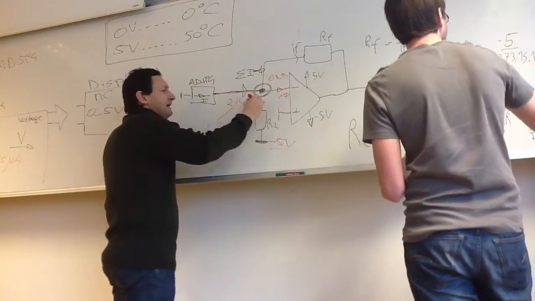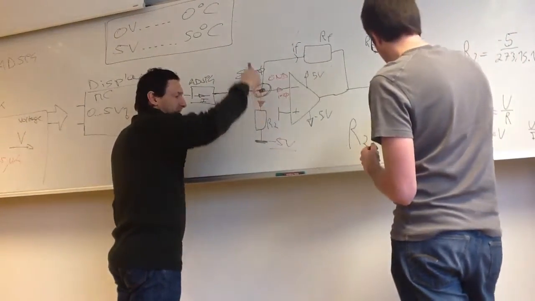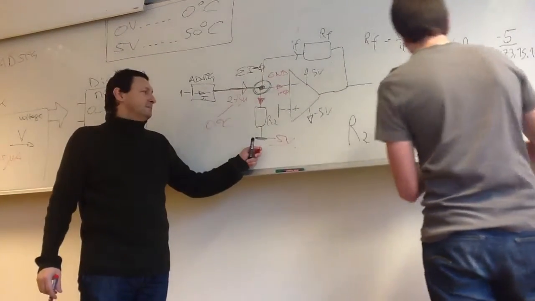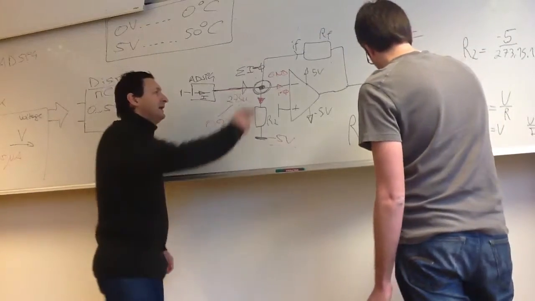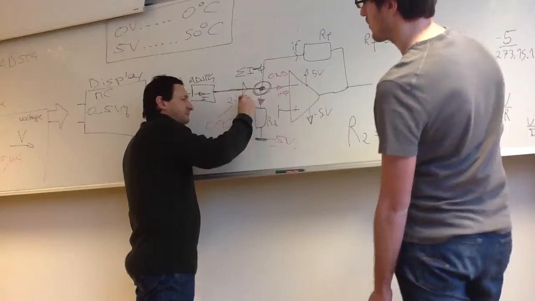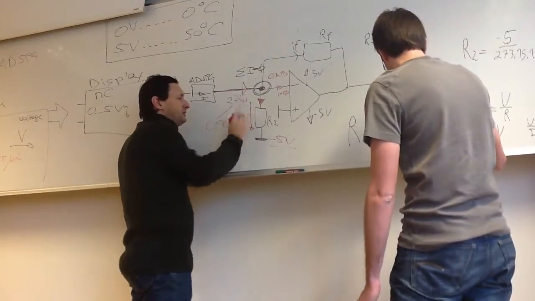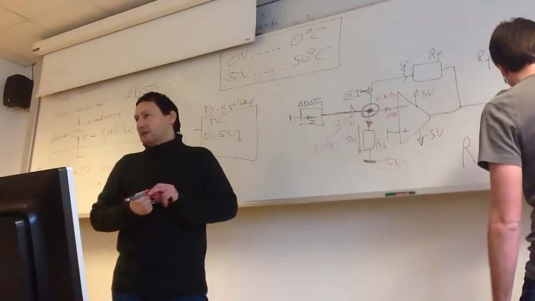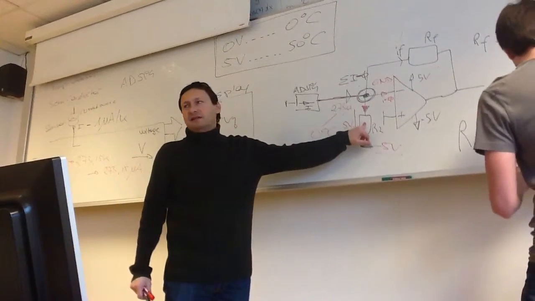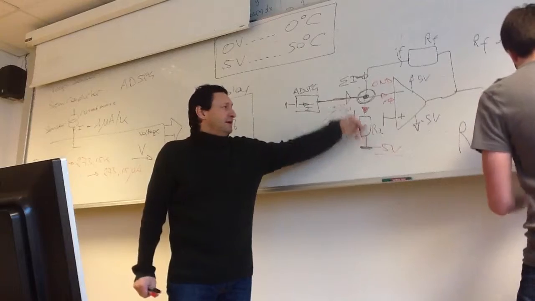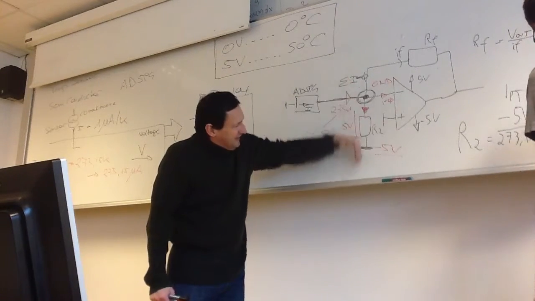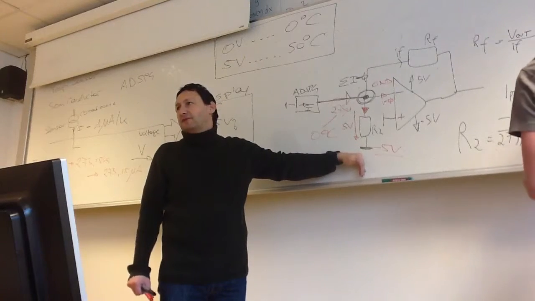The only way is to depart that current down to the negative supply. So that means here we got ground, here we got minus 5 volts. So we actually got a voltage drop of 5 volts across our resistor. The only thing we have to do is to calculate our resistor in that way so that a current of 273 microamps can flow to the minus 5 volt side.